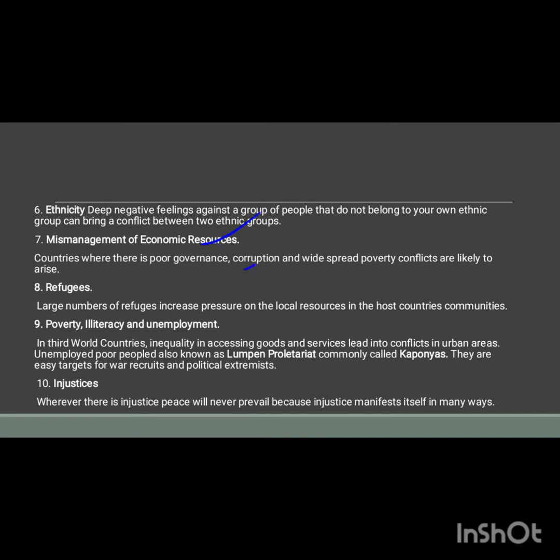You have corruption in your country, there is poor governance, just expect conflict. Because when you are corrupt, people will rise against you. For example, there is a criminal. Now, instead of justice prevailing, instead of the court following the law as it is, they'll be bribed. That criminal will bribe the police or bribe the court.